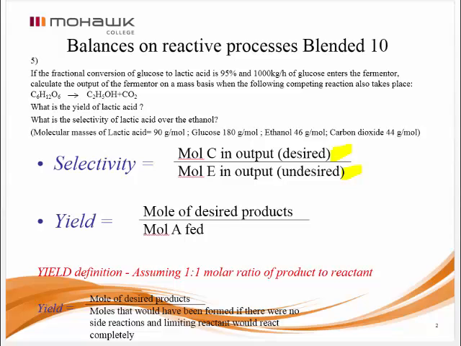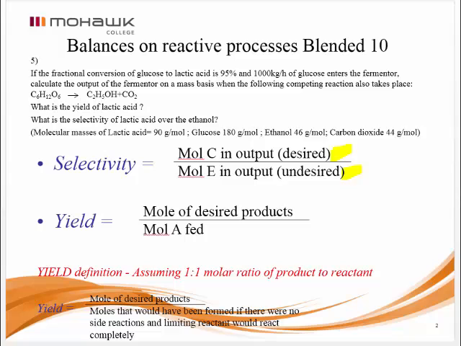What is the selectivity of lactic acid over the ethanol? Molecular masses of the chemical species participating in the process are given below. This is a problem related to the mass balance calculations with the chemical reaction. Because we have a chemical reaction taking place here, we have generation and consumption components. We cannot use the general formula input is equal to output for going through the calculations.